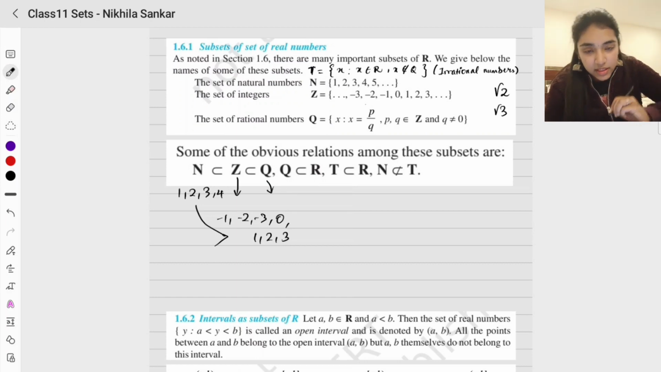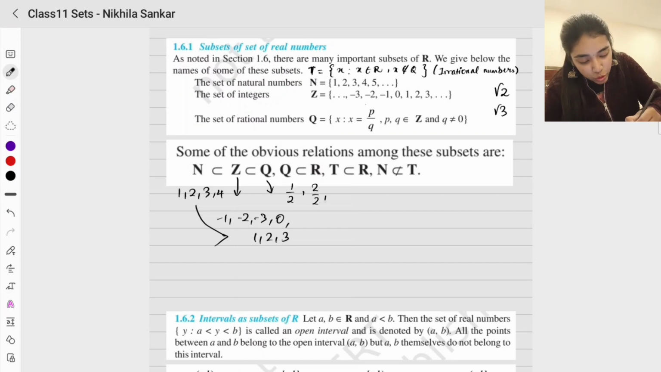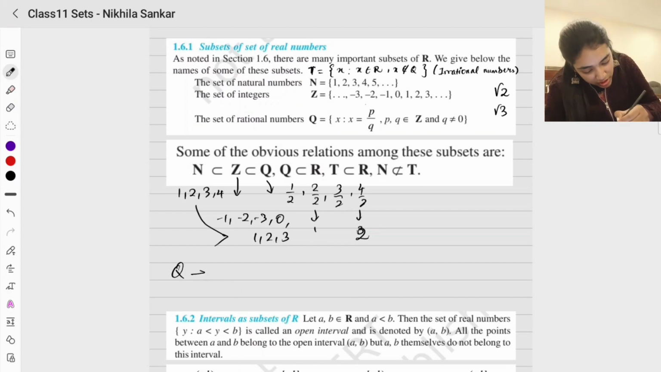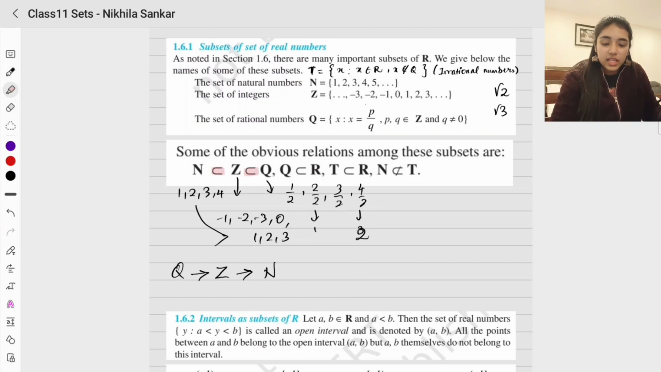And what is Q? Q is going to be my rational numbers. So what rational numbers do we have? 1 by 2, 2 by 2, 3 by 2, 4 by 2. What is 2 by 2? 1. What is 4 by 2? 2. So I see that integers have come from rational numbers, and natural numbers have come from integers. So from rational numbers we have derived integers, and from that we have derived natural numbers. Which means natural numbers are a subset of integers and integers are a subset of rational numbers.